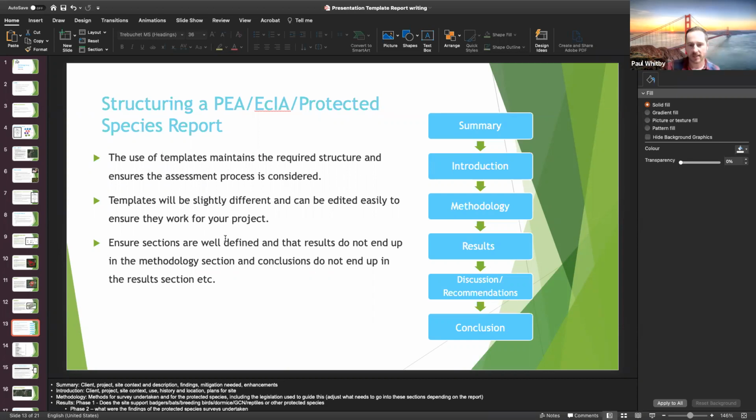Templates will be slightly different and can be edited easily to ensure they work for your project. Quite often there will be certain elements of the section that just don't quite fit, but can be changed as necessary. And make sure that the sections are well defined. Quite often when I review reports, I'll find that within the results, people have just started to drift into sort of discussion and recommendations of those results. But that really belongs to the section below. Within results, you are literally stating what you have found. There is no interpretation included within that section.